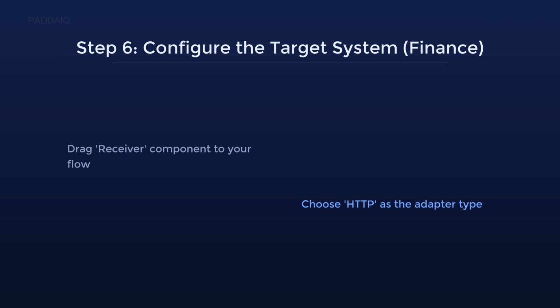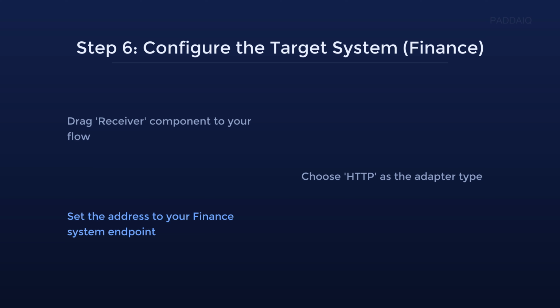Choose HTTP as the adapter type. This means you are selecting the standard web protocol for the connection, allowing your application to communicate directly with the finance system's interface. For example, this is like choosing to send a standard letter through the postal service to reach another office. This selection establishes the fundamental communication method for your integration.